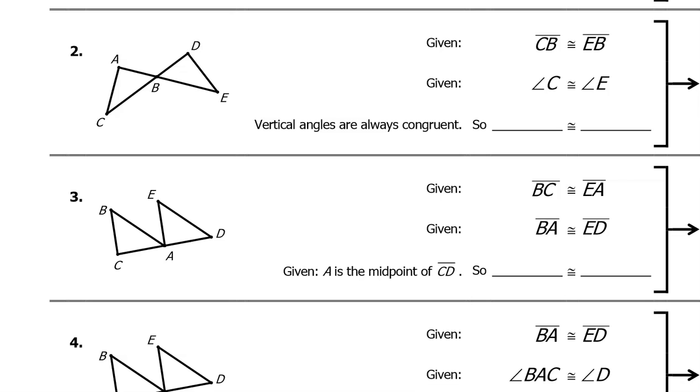Look at problem number 2. We are given that CB is congruent to EB. So here is CB, and here is EB. We are also given that angle C is congruent to angle E. So angle C is congruent to angle E. Vertical angles are always congruent. That means that this angle is congruent to this angle. Using the three-letter name, the angle on the left is angle ABC, and the angle on the right is angle DBE.